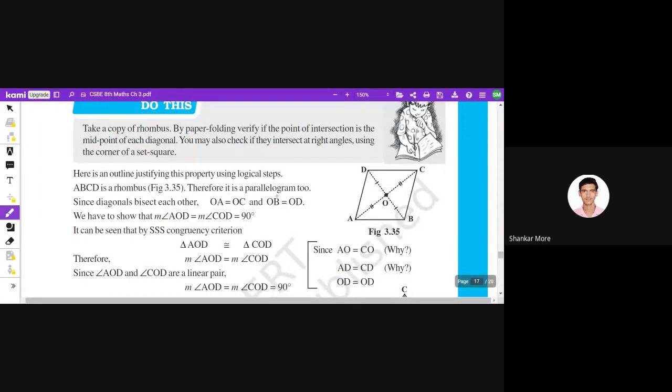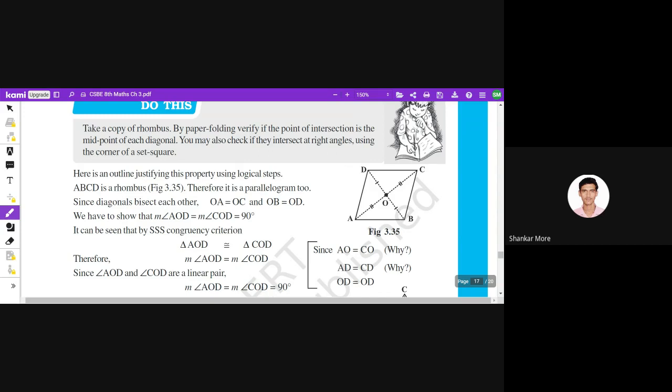So therefore it is a parallelogram too. Since the diagonals bisect each other, OA is equal to OC and OB is equal to OD. Now see, we have already proved this when we were learning parallelograms. So we have proved that the diagonals of a parallelogram bisect each other, yes or no? Do you remember that? I hope you remember that, right? So we have already learned that, so we can simply say that if a rhombus shows all the properties of a parallelogram, and we have already proven that a parallelogram's diagonals bisect each other, right?